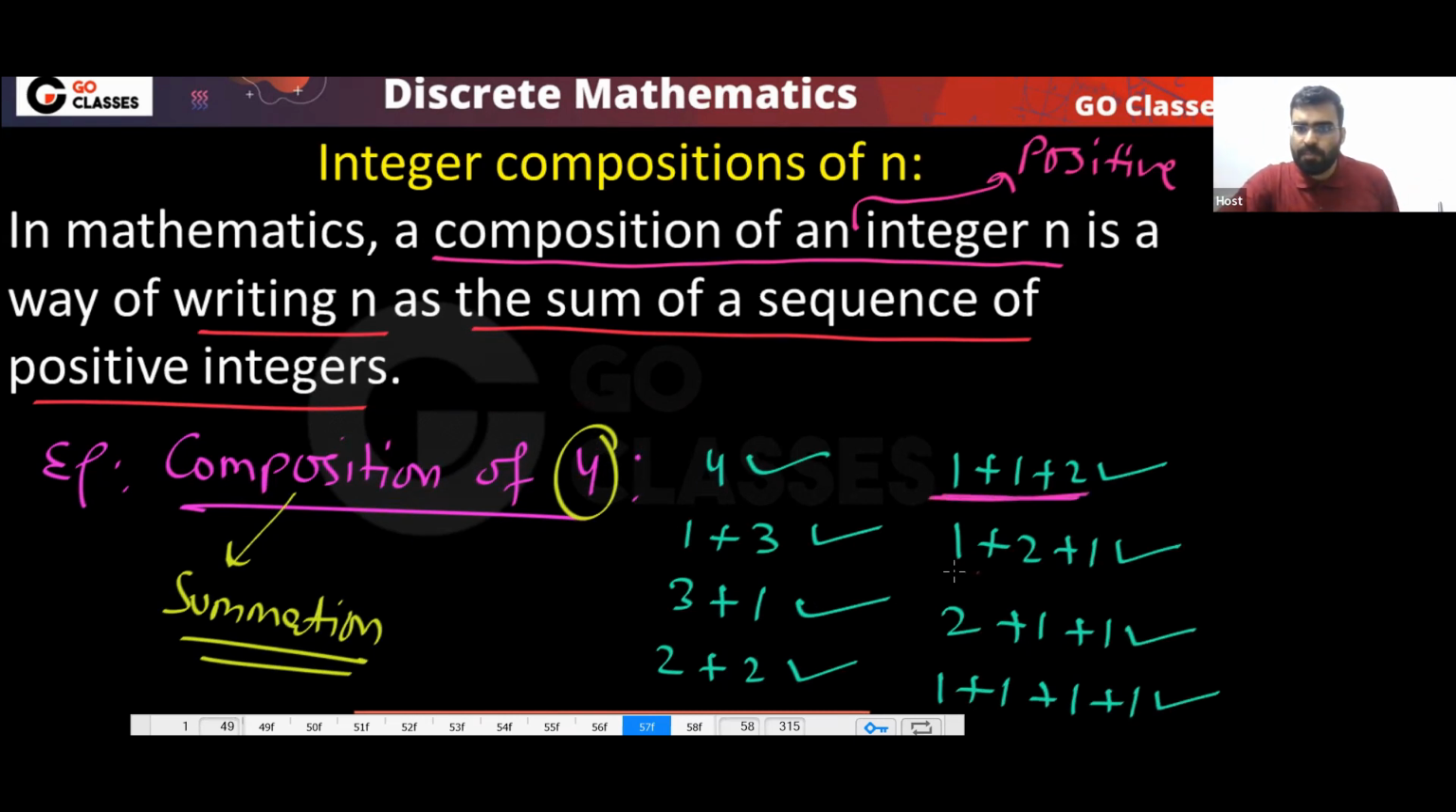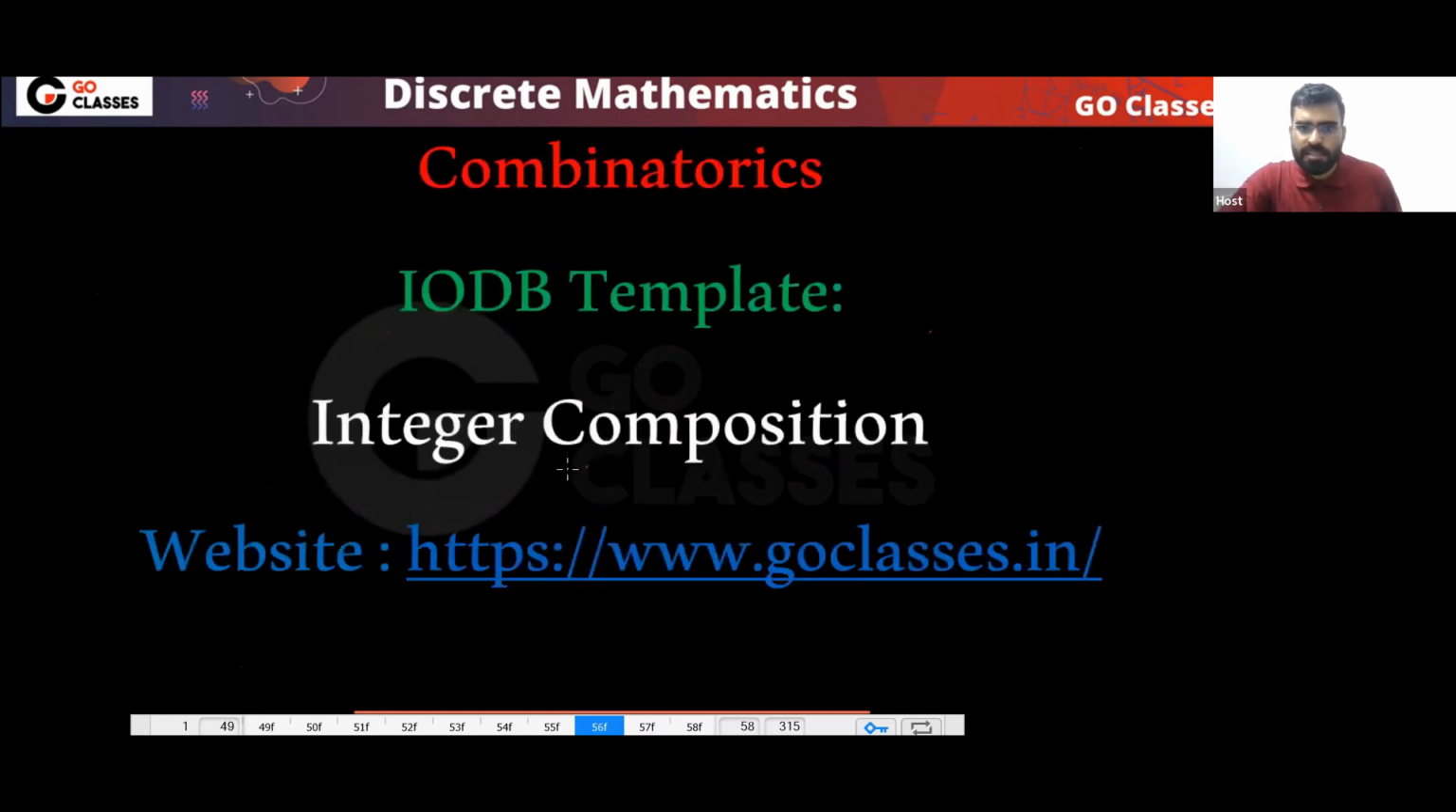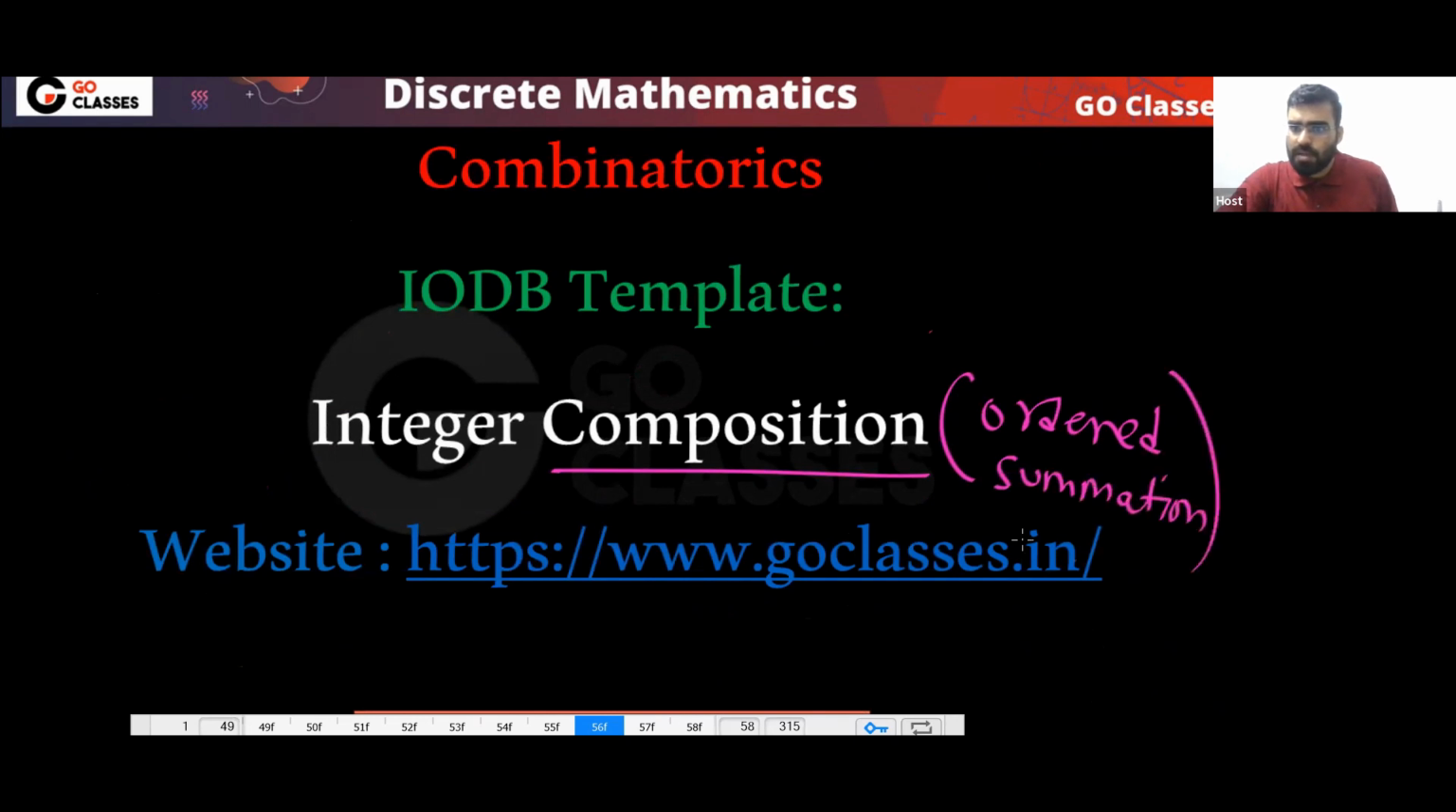Remember, these are different compositions because in the composition order matters. In integer composition, order matters. This is an ordered summation. Is this clear? In integer composition, the order matters.